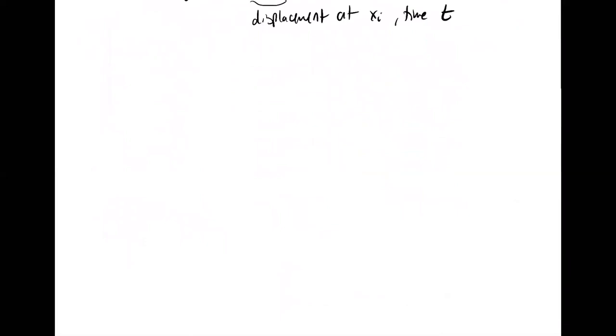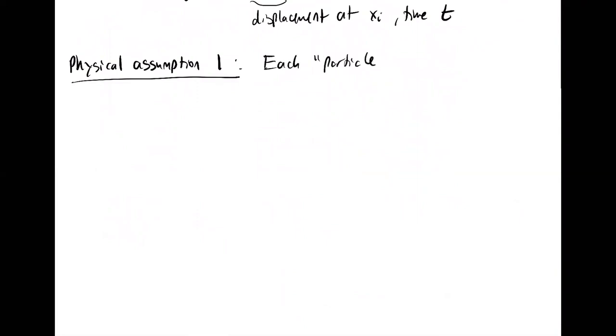So the first assumption is going to be related to the fact that we're assuming the string has constant density. The assumption will be that each particle y_n has mass exactly equal to rho times h, or remember h is 1 over N, so rho times 1 over N.